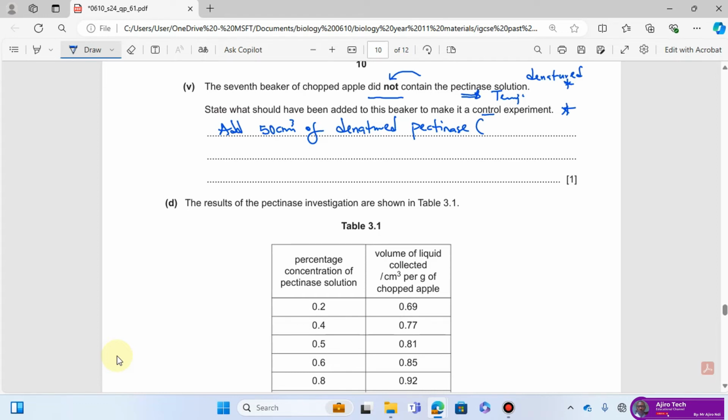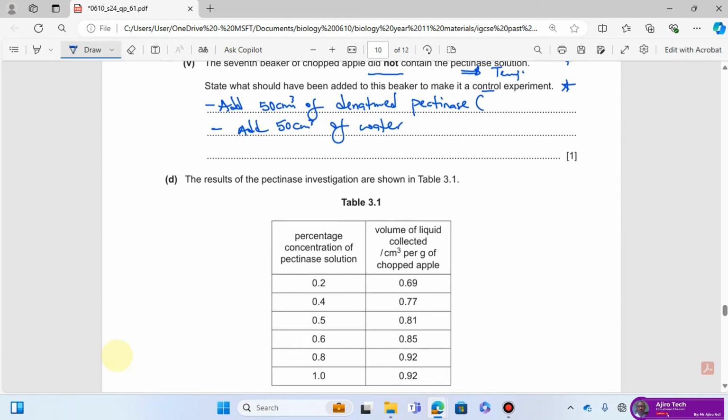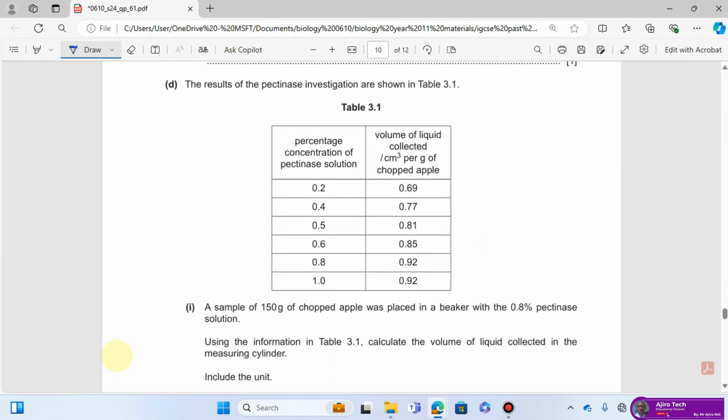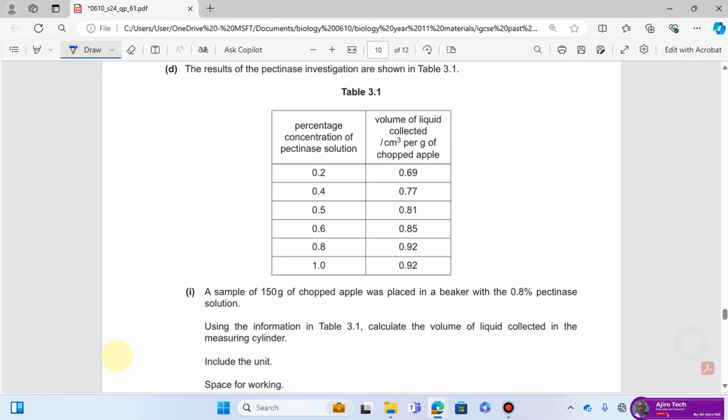So denatured temperature, or you can say you add what? 50 cm cube of water. These are the possible answers you can pick. So anyone is good since it's just 1 mark. All right, and they say that is the result of the investigation.